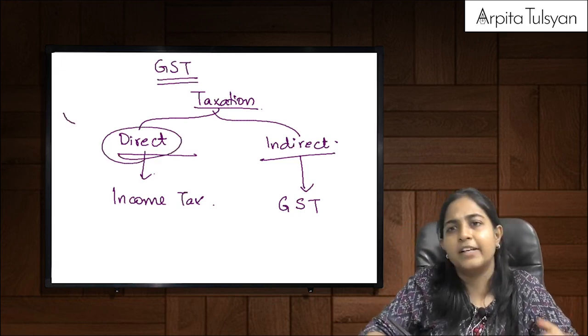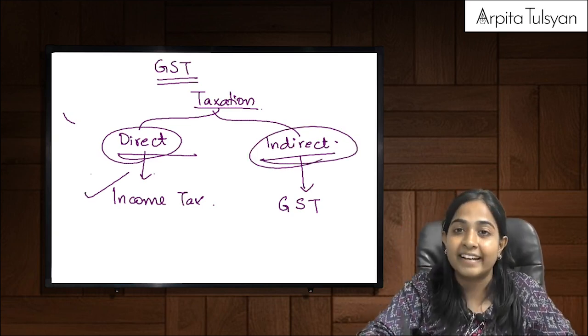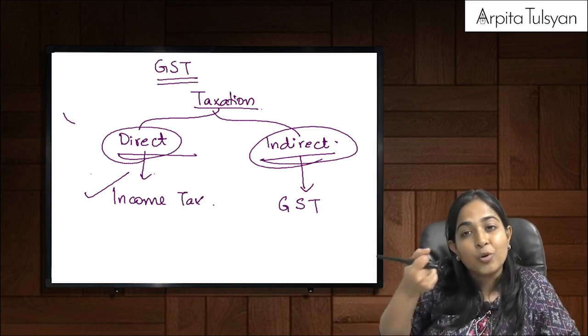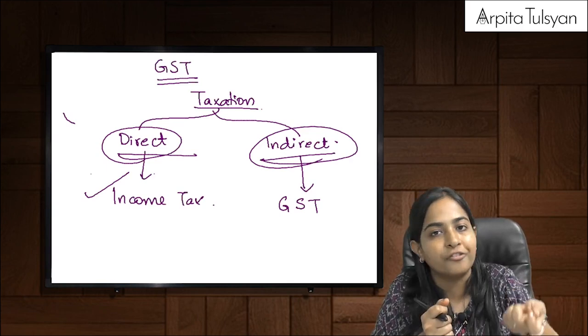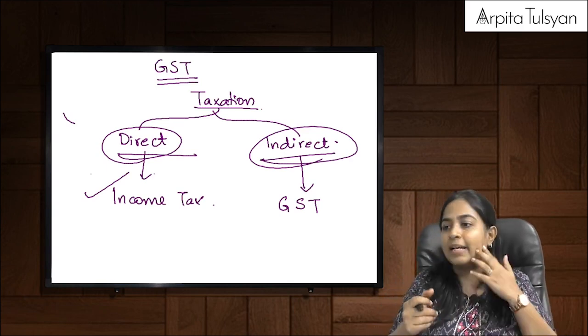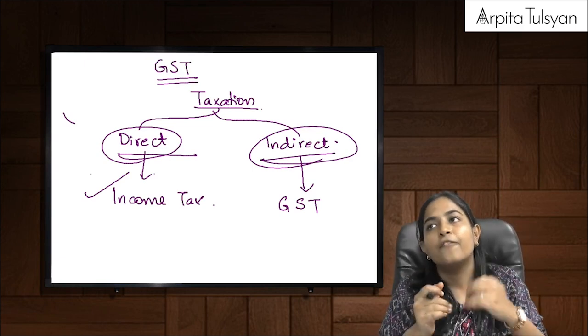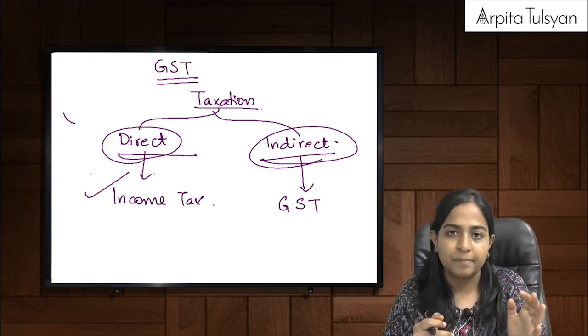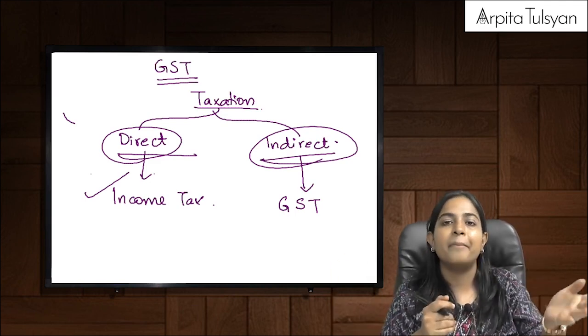As you already know, or if you don't know, let's discuss it in short. Why is income tax called a direct tax? Because whatever I earn, from that I pay a portion of it as tax. For example, if I'm earning 100 rupees, directly from that I'm paying 30 rupees. So whatever income I earn, directly I pay a tax on it.